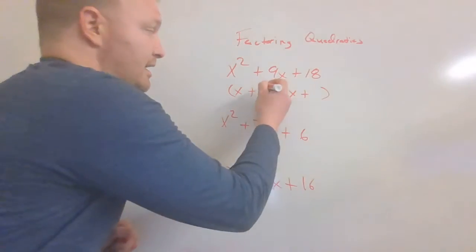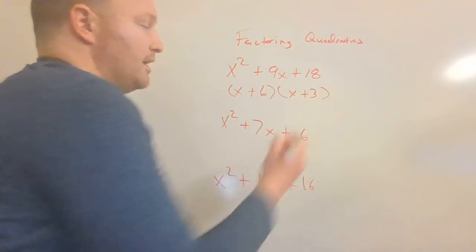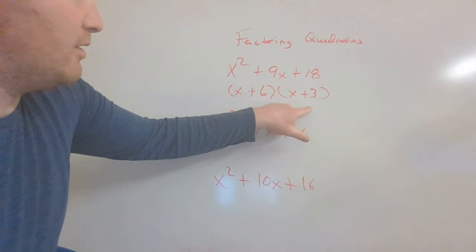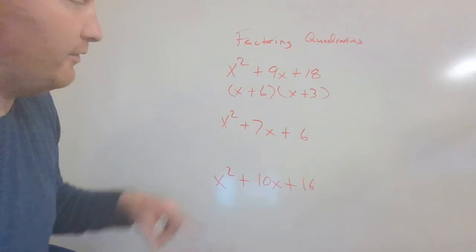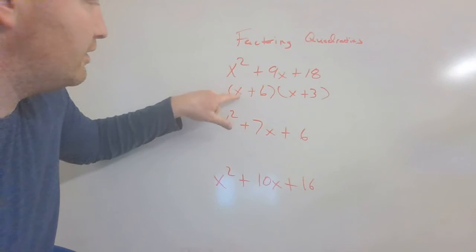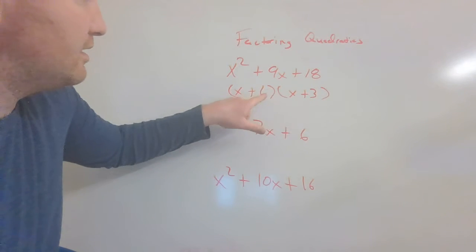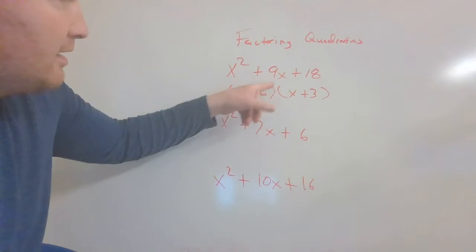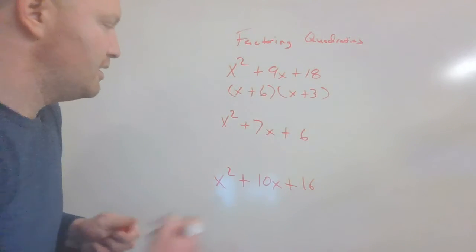6 plus 3 is 9. Here you go. It doesn't matter where you put each number. It just matters that you got them there, because when you carry out FOIL, x times x is x squared, x times 3 is 3x, 6 times x is 6x, 3x plus 6x is 9x, and then 6 times 3 is 18.